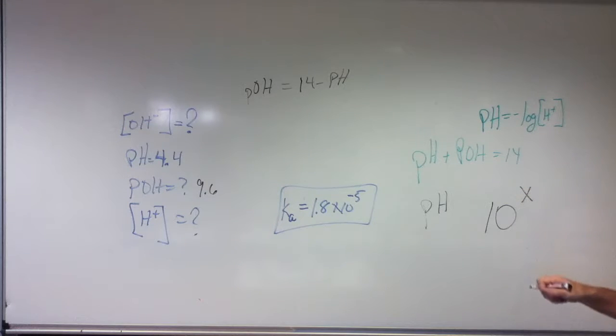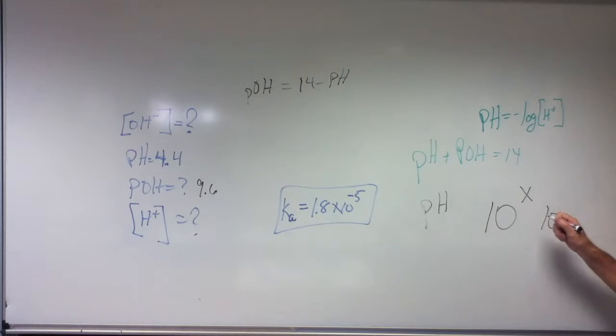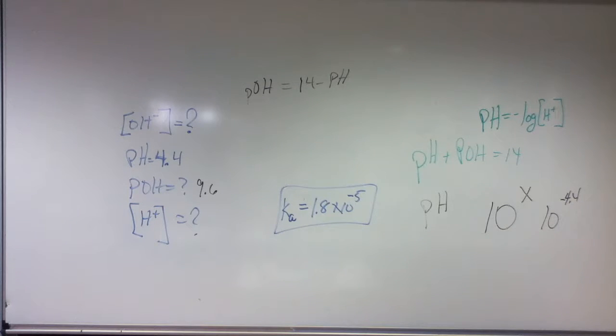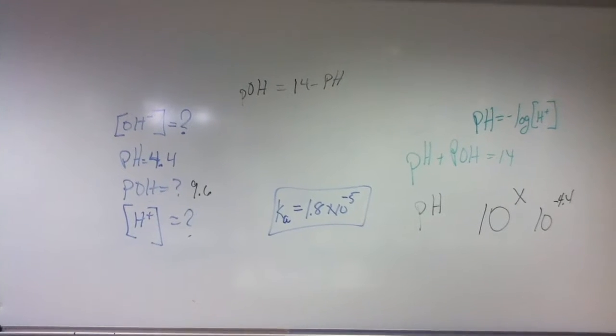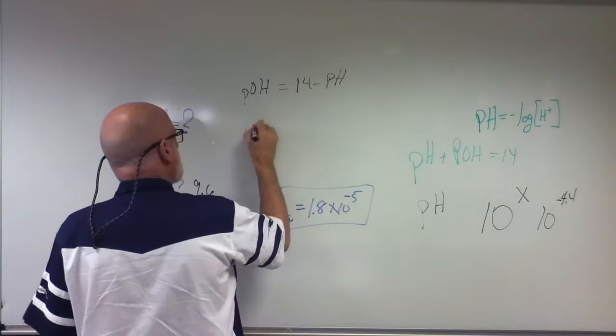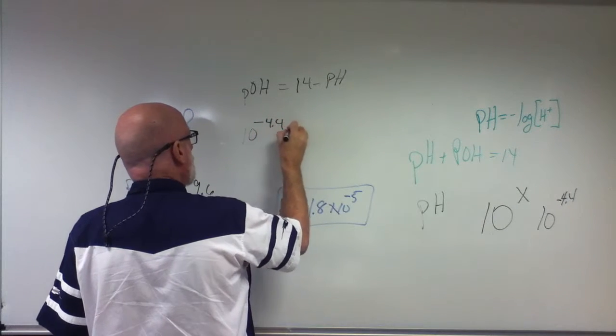Ten to the x, what am I going to substitute in for x? Negative pH. So 10 to the, what's the negative pH? Negative 4.4. So what's 10 to the negative 4.4? 3.9. Does everybody get it? Do you know how to put that in? 10 to the negative 4.4 equals what?